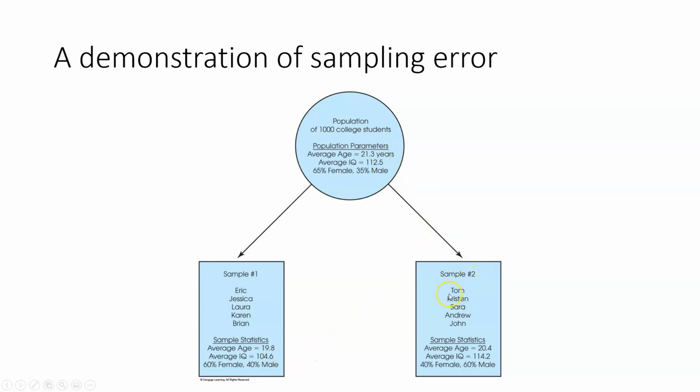If you drew a different sample, just Tom, Kristen, Sarah, Andrew, and John, and you computed their average age and their IQ and their percent female, again, it's not going to be exactly accurate to the population, but it's going to be close. And the difference between these scores and those scores is sampling error.